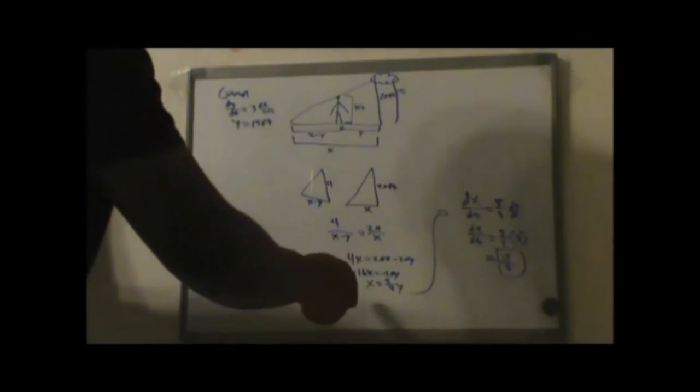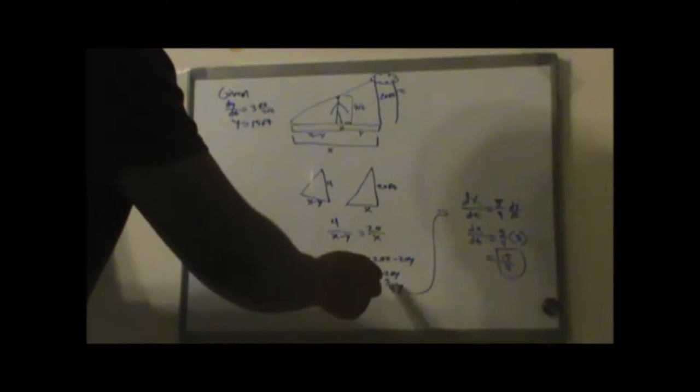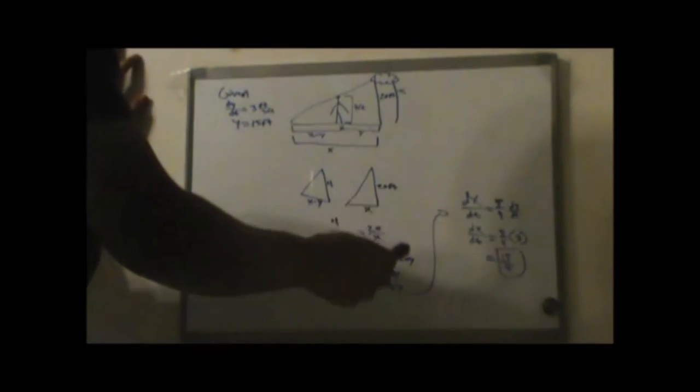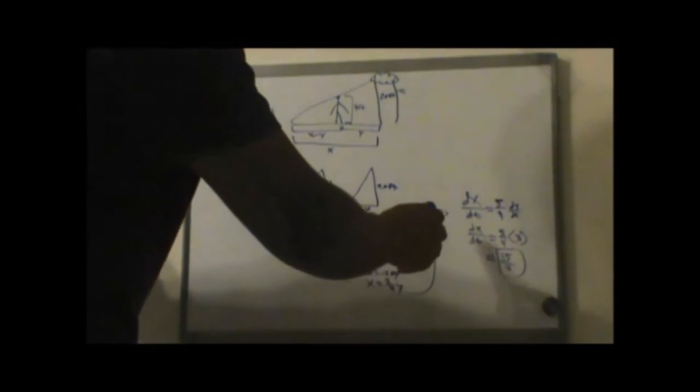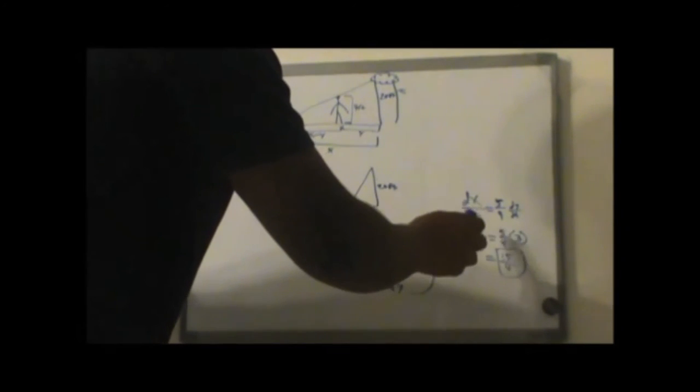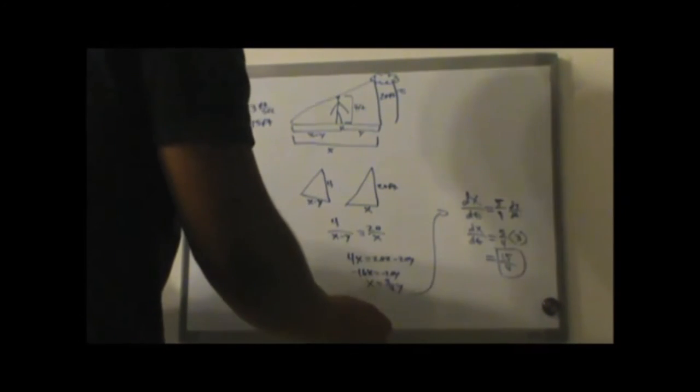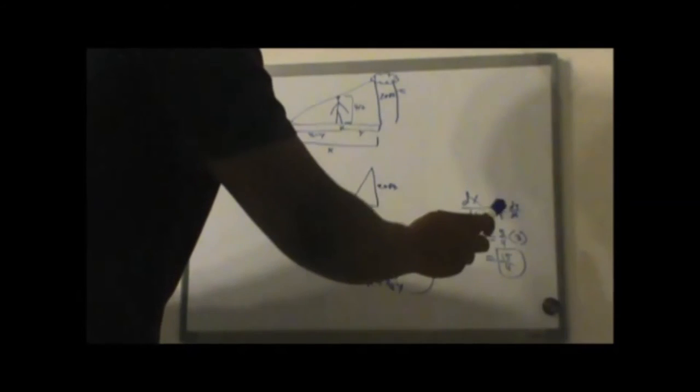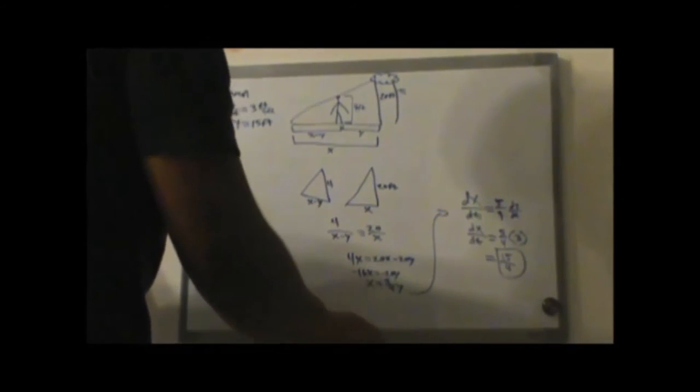And if we do some math, we get x is equal to 5 over 4 y, and then we get the derivative of each side. So then we get dx/dt is equal to 5 over 4 dy/dt. And plugging in 3, which is dy/dt, we get 15 over 4. Would the answer be 15 over 4?